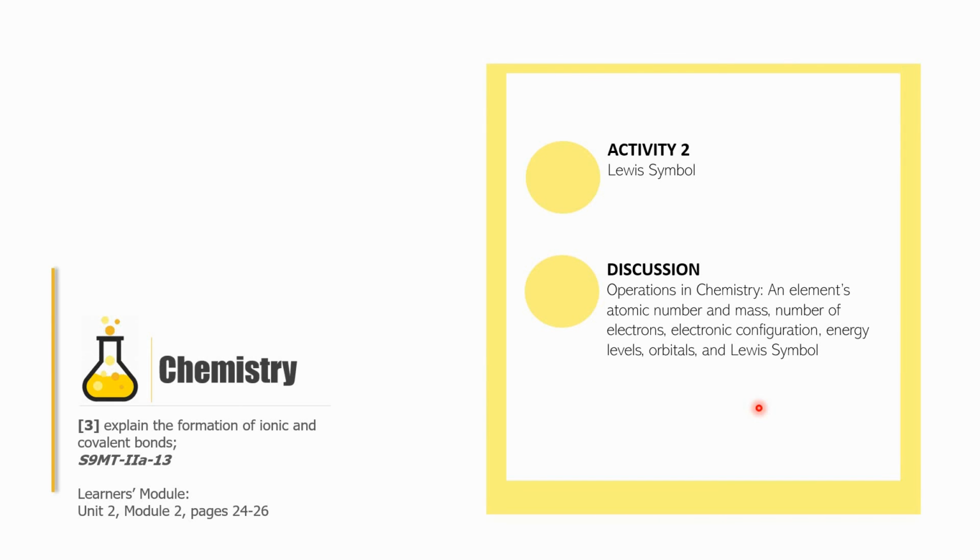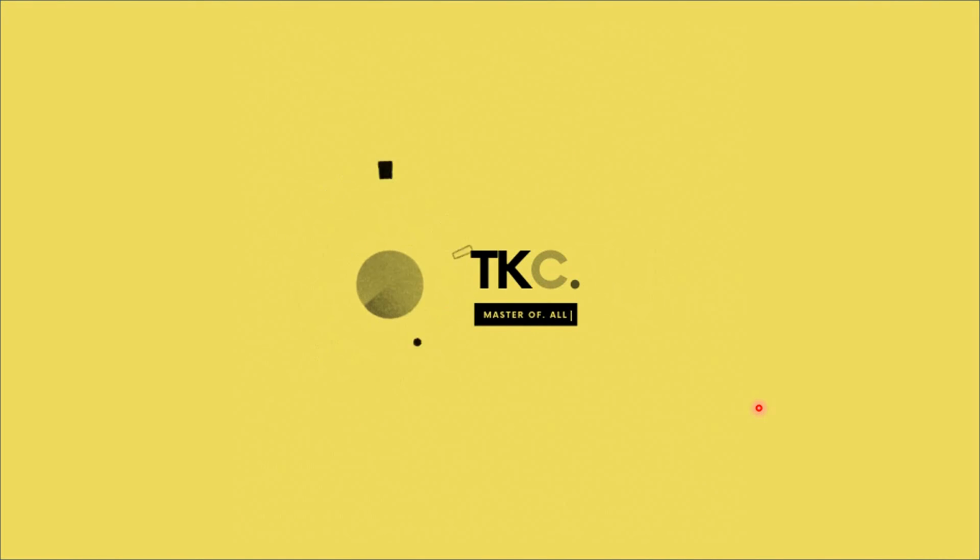Okay, but so far you were able to finish the following: activity number 2 on the Lewis symbol, and then a discussion on the operations in chemistry, an element's atomic number and mass, number of electrons, electronic configuration, energy levels, orbitals, and Lewis symbol. This is the knowledge catalog, and this is still Sir Carlos. I hope that you're still getting the sufficient amount of information you're expected to get from these video lessons.